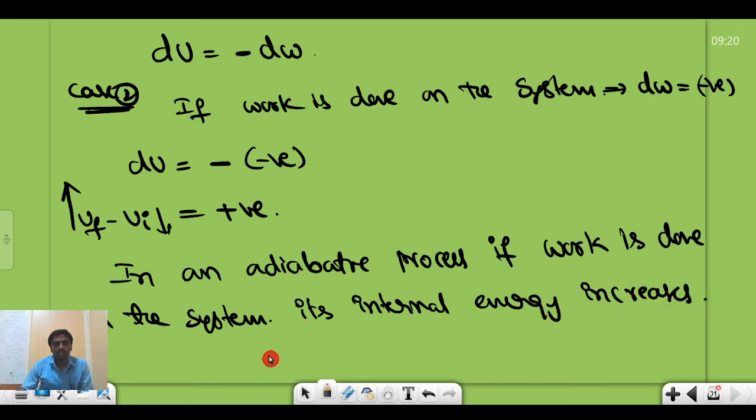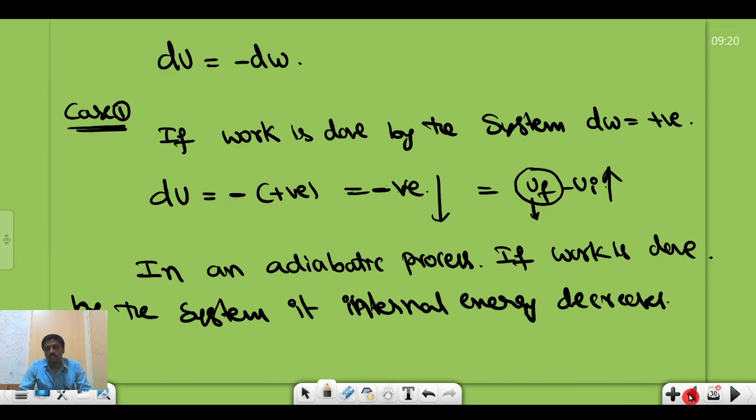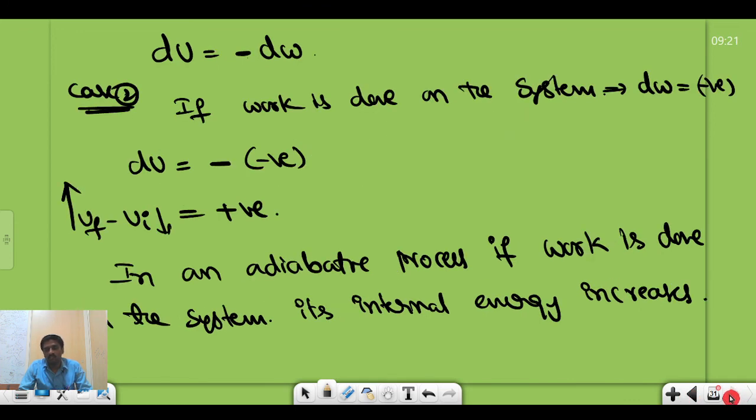These two conditions are most important, and they may be asked in your competitive exams. The first condition: if work is done by the system, internal energy decreases. If work is done on the system, internal energy increases.